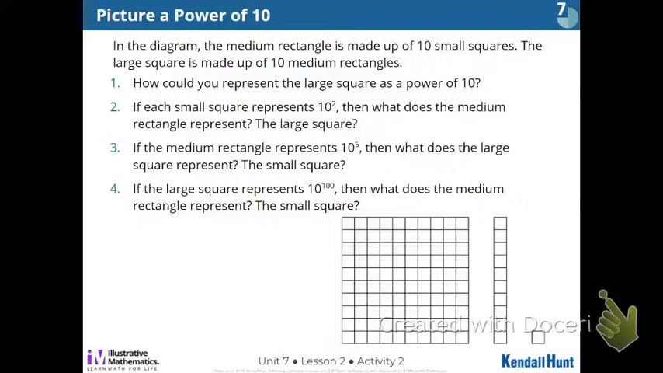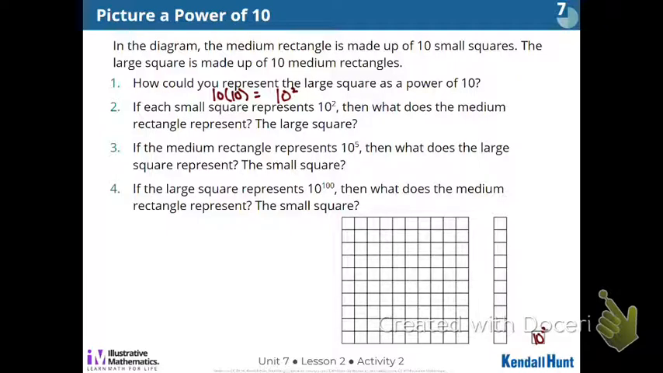So, number one, how can we represent the large one as a power of 10? Well, the large one has a 10 by 10, right? So if I wanted to represent 10 by 10 as a power of 10, 10 squared. 10 times 10 is 10 squared. If each small square represents 10 squared, this is where things get fun. And to problem solve this, I'd write like a little 10 squared there.